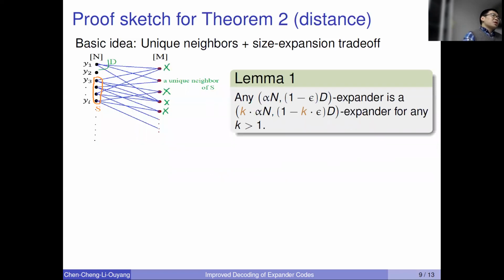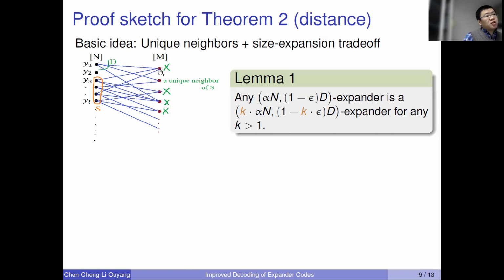Okay. So let me first sketch the proof of theorem 2. The basic idea is to combine the classic notion called the unique neighbors with our new ingredient, the size and expansion trade-off. Okay. So first, let me define unique neighbors. Given a subset S, we say a vertex on the right is a unique neighbor of S only if this vertex has exactly one edge connected to S.